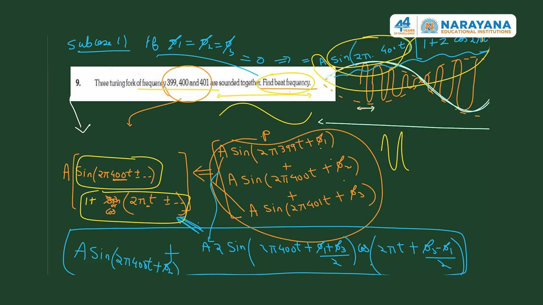If one term gets common, this phi 2 and phi 1 plus phi 3 by 2 are either equal or they are at a difference of integral multiples of 2. Rest, the second term can always be taken care of.